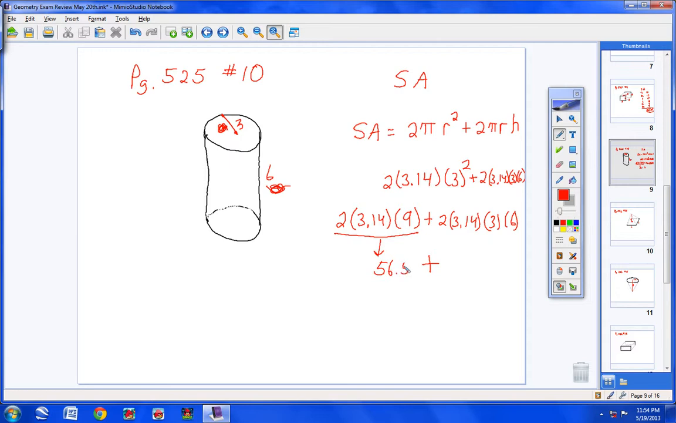56.52. Now, let's go ahead and multiply these together over here. And I'm getting 113. I'm doing it quickly, so hopefully I'm not making a mistake. 113.04. All right, let's add these two together. And I'm getting 169.56. Now it's surface area, so we do want square measurement, so it's going to be inches squared.